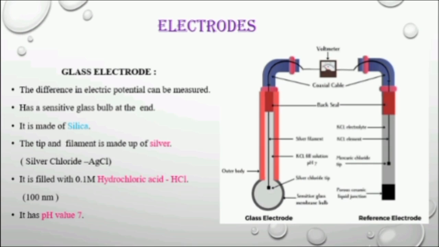Glass electrode. The difference in electric potential can be measured using a glass electrode. It has a sensitive glass bulb at the end. It is made up of silica. The tip and filament is made up of silver chloride. It is filled with 0.1 hydrochloric acid.